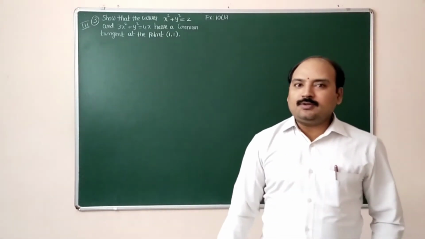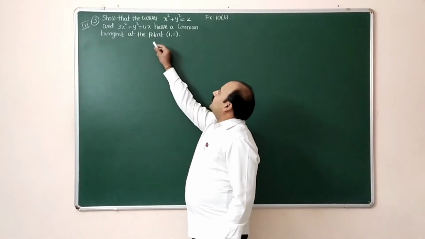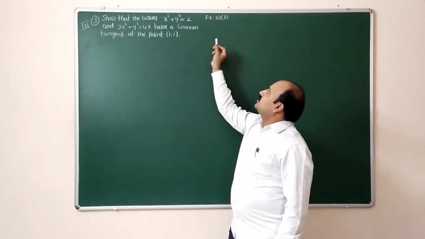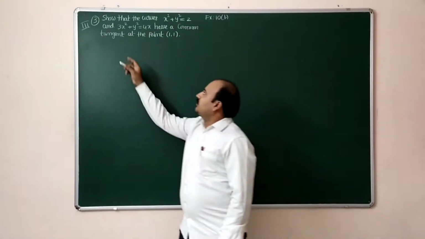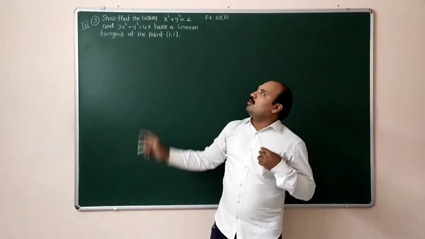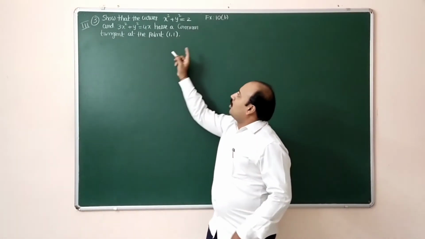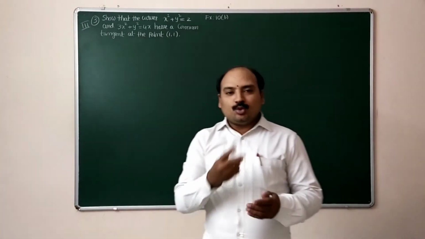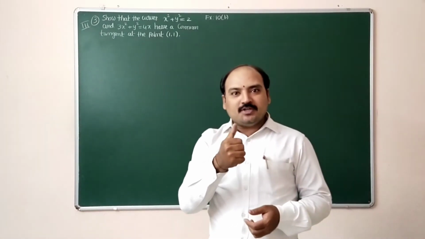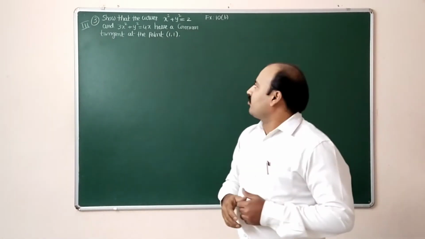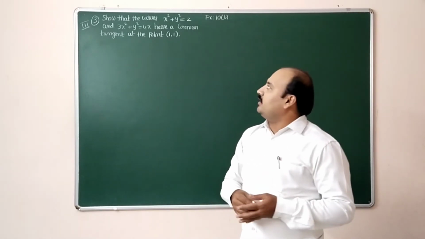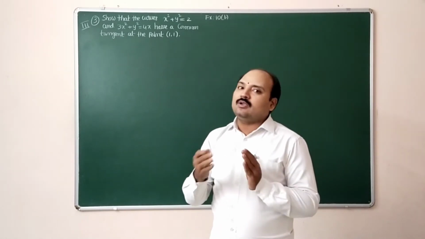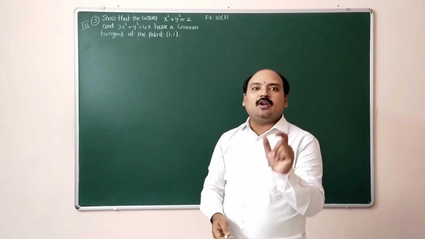The next question. Show that the curves x square plus y square equal to 2 and 3x square plus y square equal to 4x have a common tangent at the point 1, 1. See, 2 curves are given and 1 point is also there. They are asking to show a common tangent for both the curves at the point 1, 1.